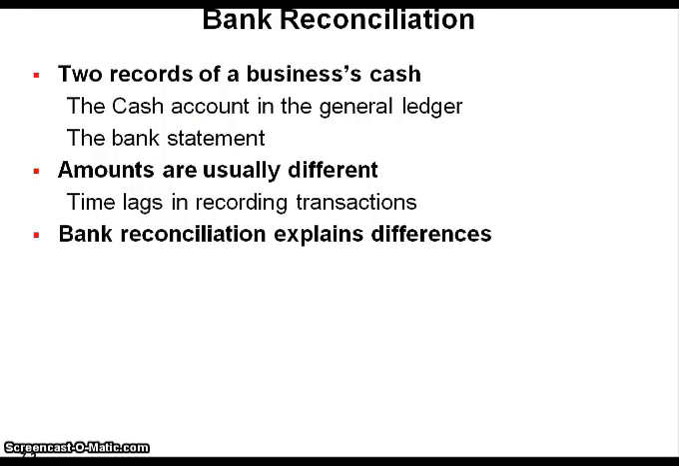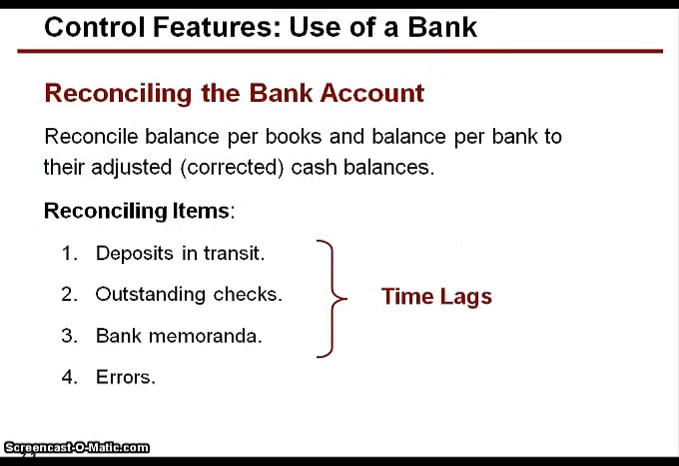All right, so bank reconciliation. The purpose of this is there are two records of a business's cash. The cash account in the general ledger and our bank statement. The amounts are usually different. The reason they are different is usually because of time lags, meaning an item has been recorded in one record but not in the other. The bank reconciliation helps explain the differences.